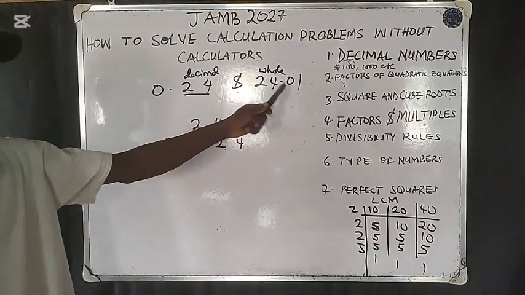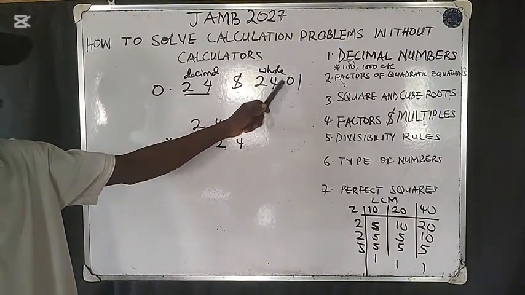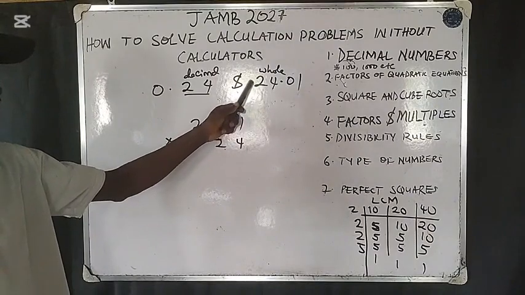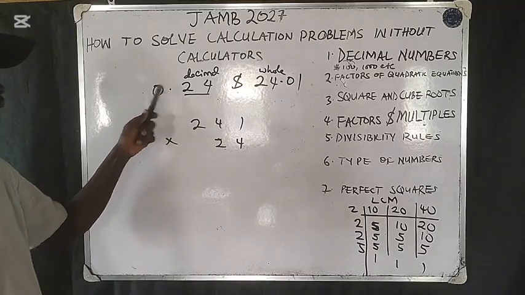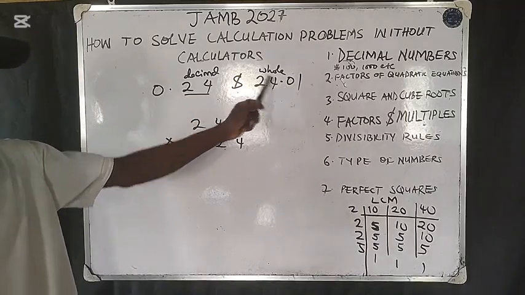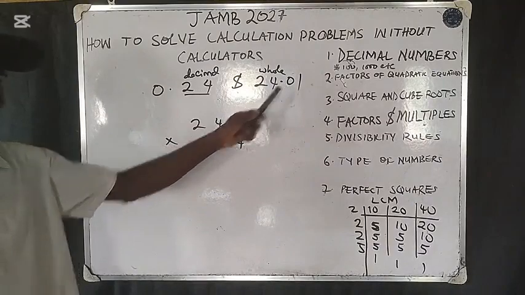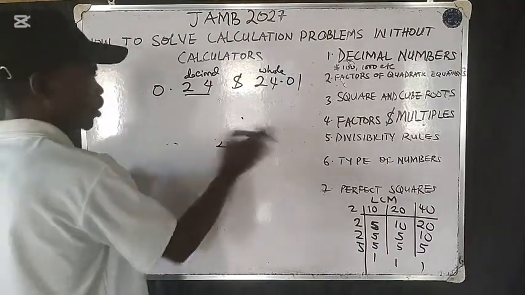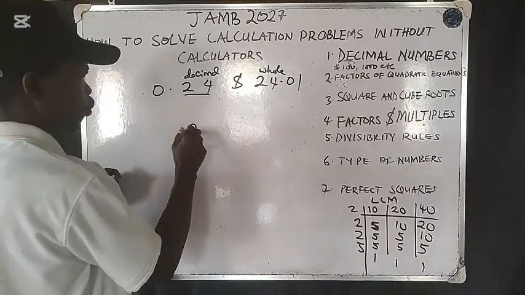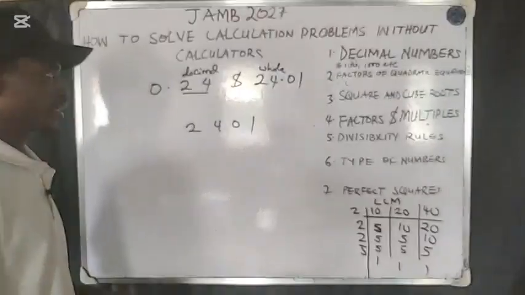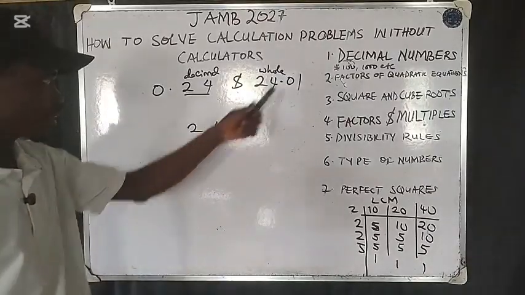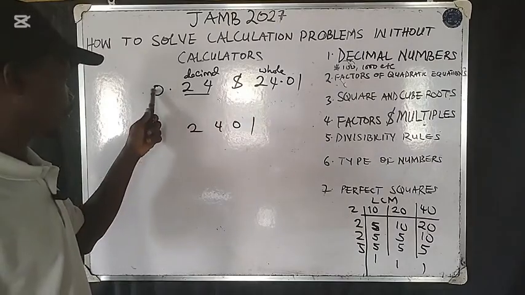This 0, you will not ignore it. Why? Because it's not starting the number. Like this one now, this 0, you will ignore it. But this one cannot be ignored because it's not beginning the number. Is that clear? So we write this way, 2401. Is that okay? This 0 cannot be ignored. Only this one can be ignored because this one begins the number.